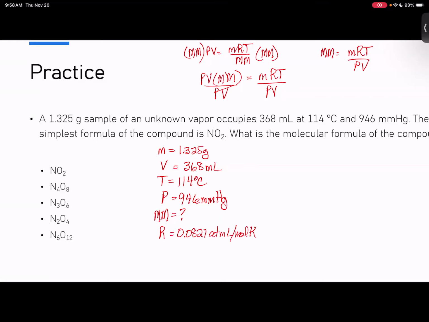Our unit of volume must be in liters, so we need to convert this milliliters into liters. Our temperature, the only acceptable unit for temperature is that of Kelvin, so we need to add 273.15 to it to get 387.15 Kelvin. And our unit of pressure has to be in atmospheres. So we're going to divide by 760 to get 1.245 atmospheres.